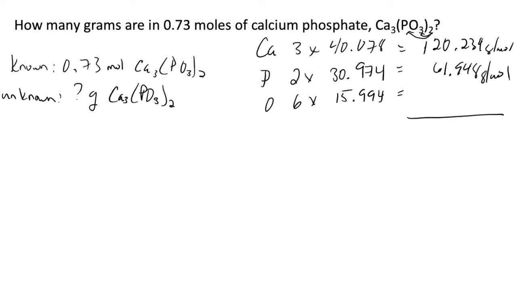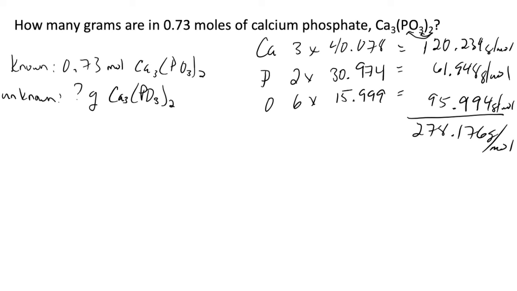I do apologize. That should be 95.994 grams per mole. So now let's add all of these together, and we have 278.176 grams per mole of calcium phosphate.